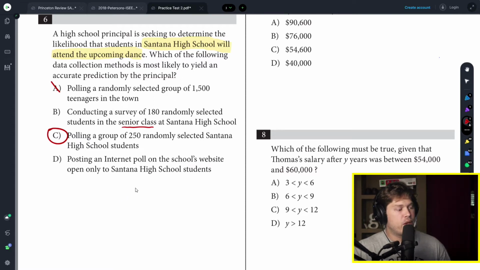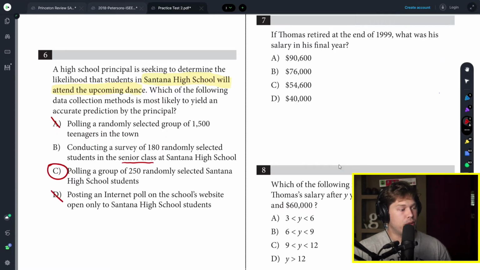Or choice D, posting an internet poll on the high school's website, open only to the students. Okay, so this one isn't the greatest because who's going to take the poll? Well, one, just kids who have an internet connection, or two, well, let's be realistic. If your school offered a poll, who's going to get on and just take it for fun? No one. The principal needs to just go ask 250 random students. That's the best way to take this poll.